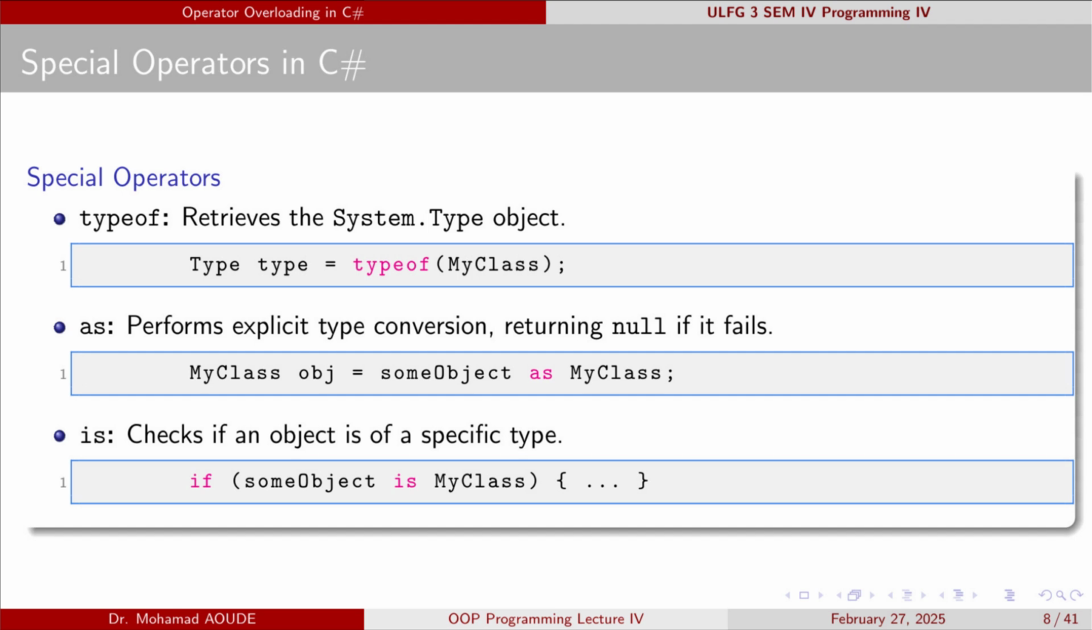More special operators. Typeof gets the type metadata at runtime. As operator tries to cast safely, returns null if it fails instead of crashing. Is operator checks if an object is a specific type. These tools are critical for type safety and dynamic behavior when working with unknown objects at runtime.